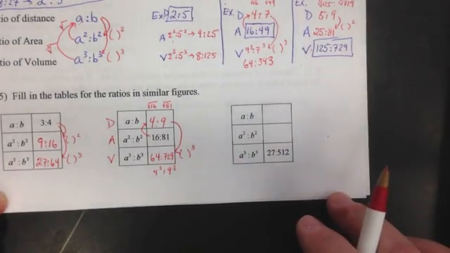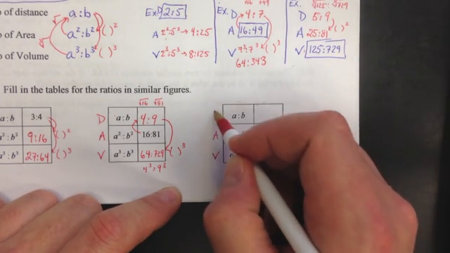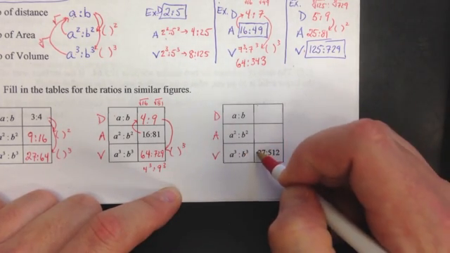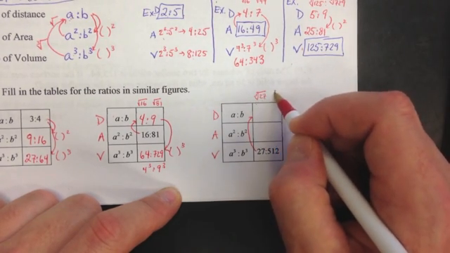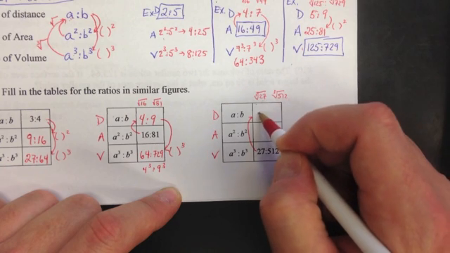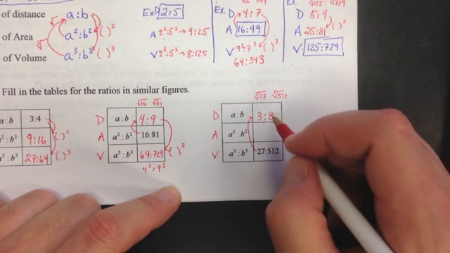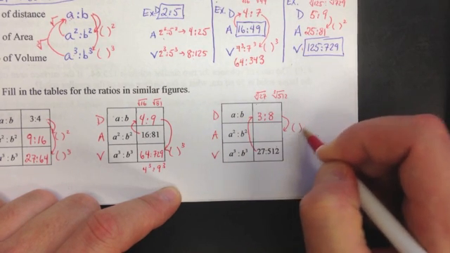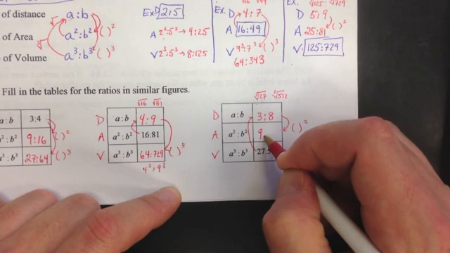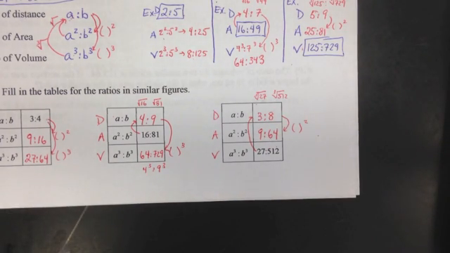And then the last one here, this time they give you the volume ratio. Let's go back to distance. So the way we go back to distance is we take the cube root of both numbers, and we will get 3 to 8. The cube root of 512 is 8. To go from distance to area, you're going to square both numbers, and you get 9 to 64. And that is the end of part 1.